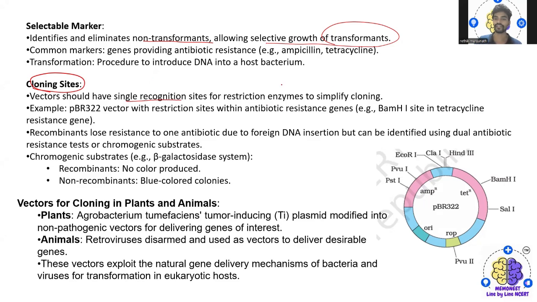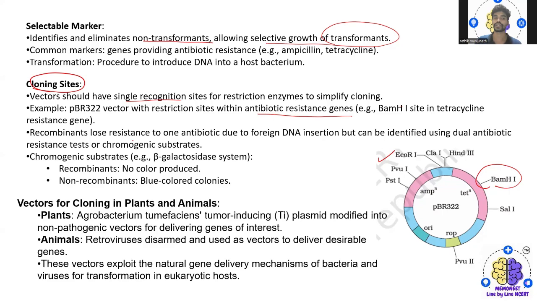For example, pBR322 is a vector which has restriction sites within antibiotic resistance genes, that is the BamHI site in the tetracycline resistance gene. For the tetracycline resistance gene, this is actually a cloning site.